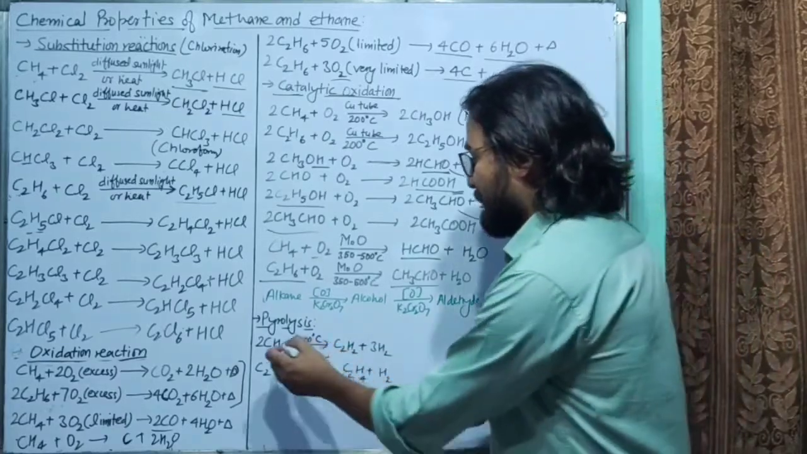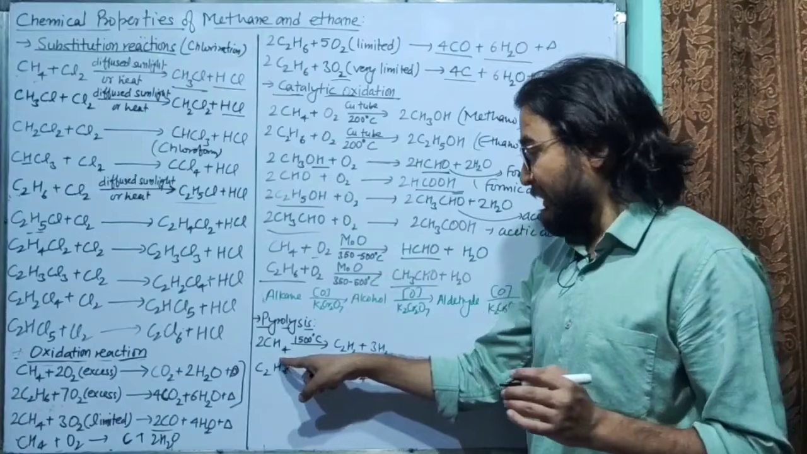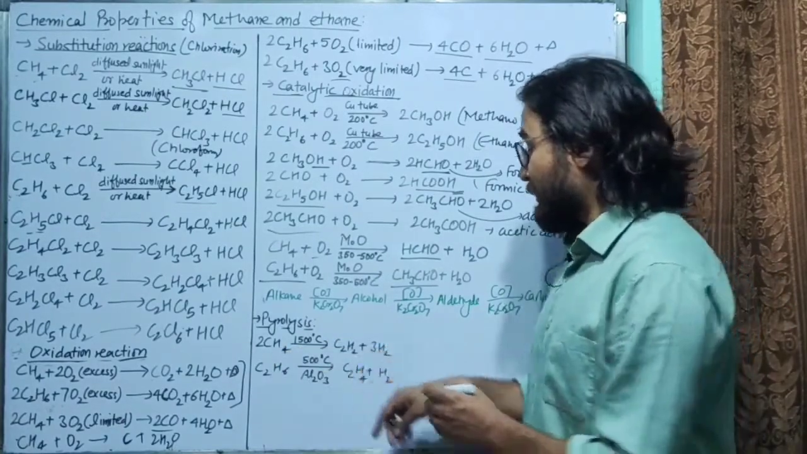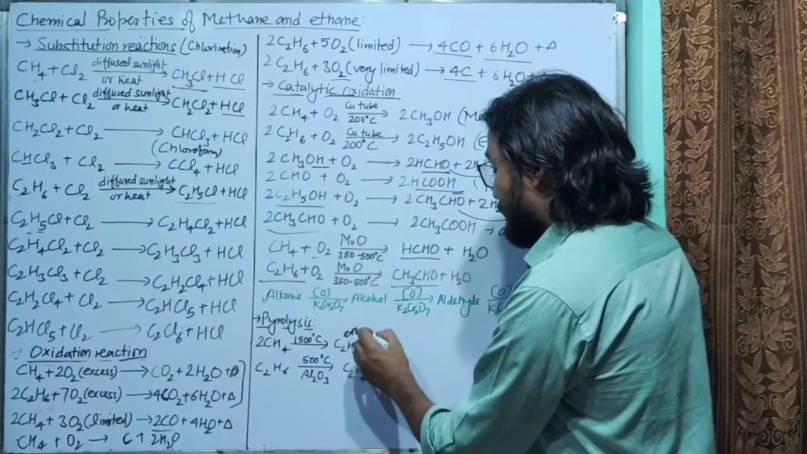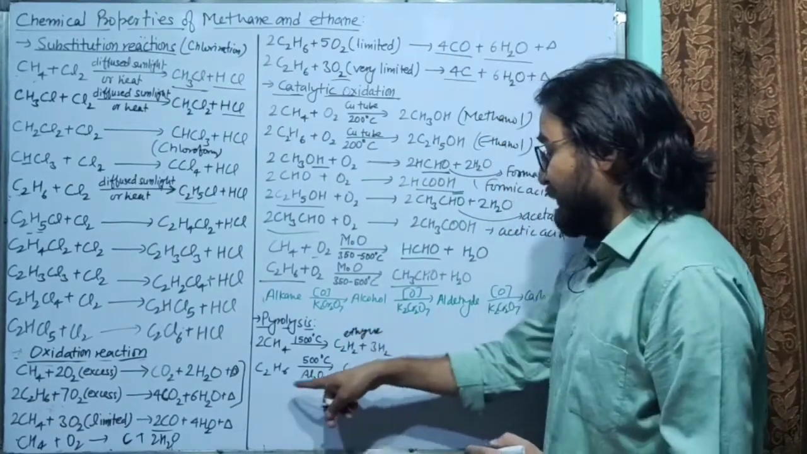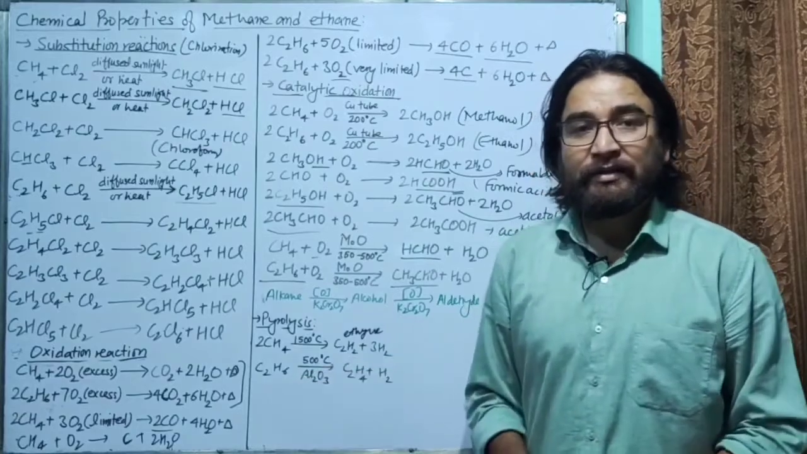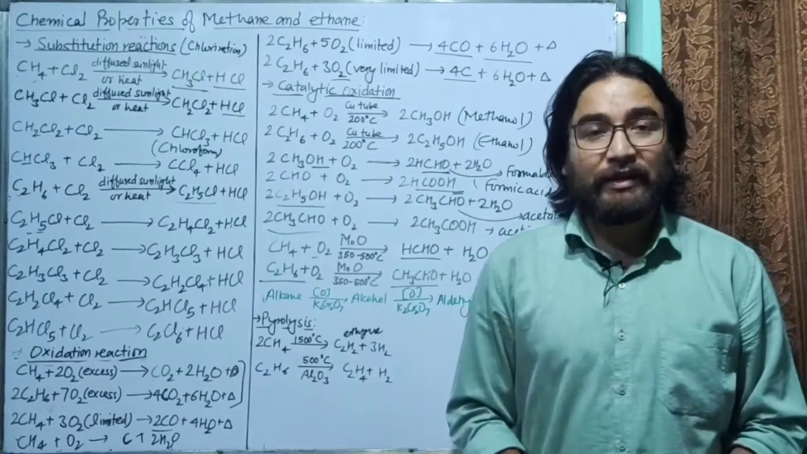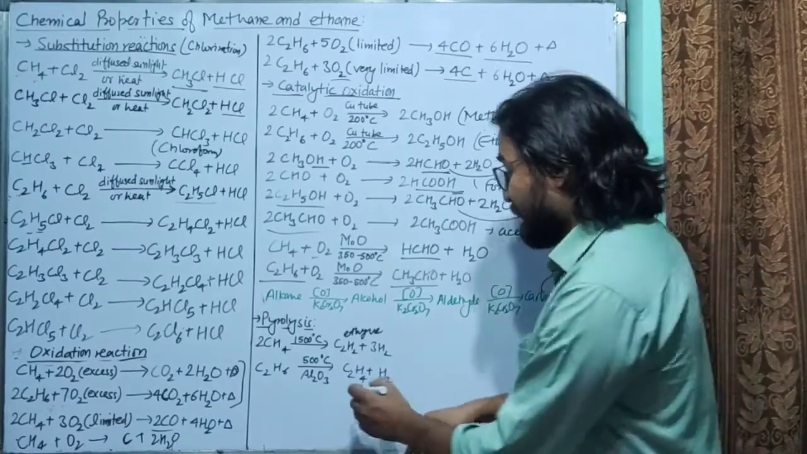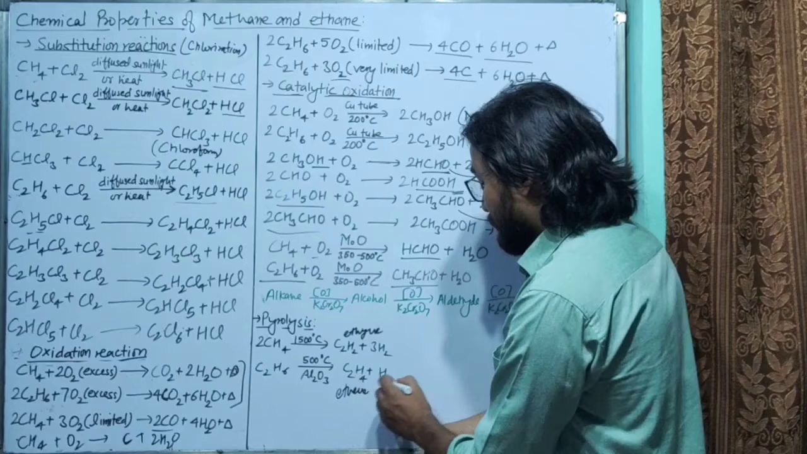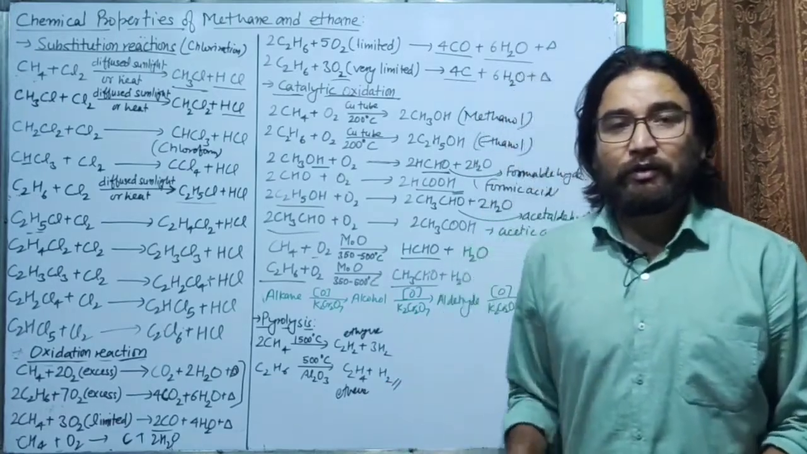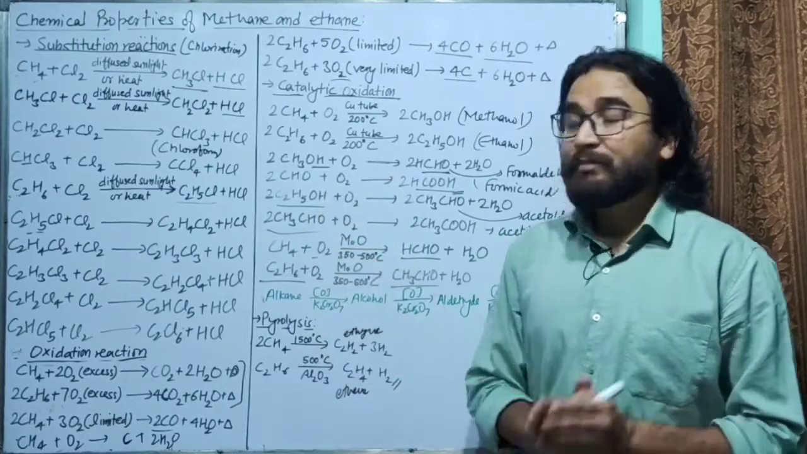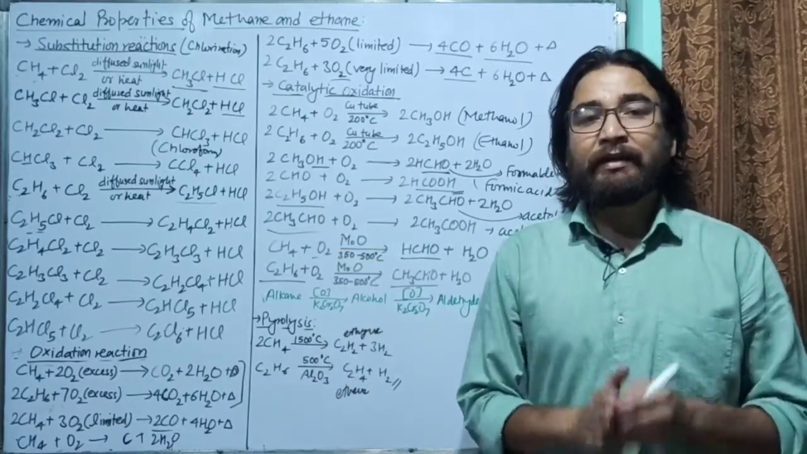So you can see the example. For example, CH4, that is methane, at 1500 degrees Celsius. So 2 molecules of methane will give 1 molecule of ethane. Similarly, C2H6, that is ethane, at 500 degrees Celsius, aluminum oxide is used as a catalyst here. So it will give ethene and hydrogen. So this is how the pyrolysis will take place. So these are some chemical properties of methane and ethane.